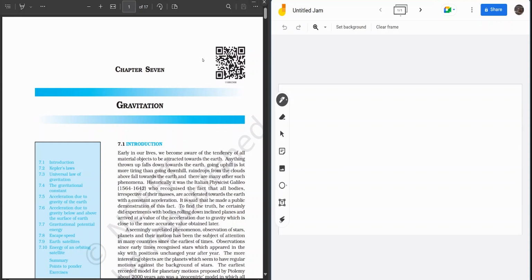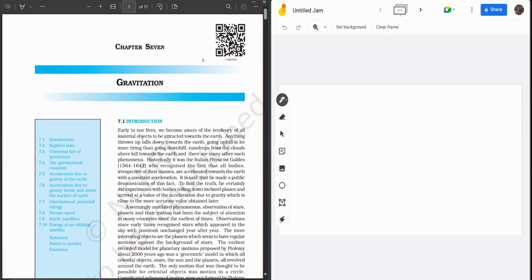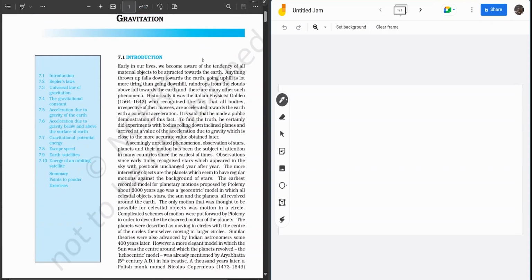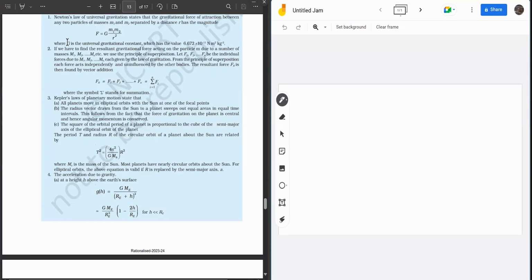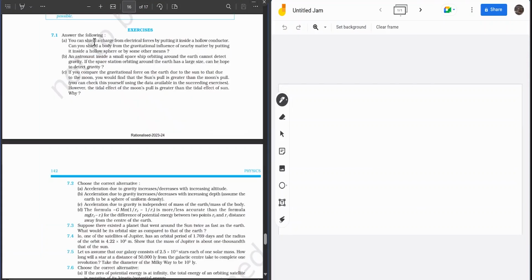Okay, so first part lo aithe manam we went over the chapter's brief, మనం acceleration due to gravity, ఇంకా Kepler's laws avanni chusukunnam. And even we went through many examples. Okay, so ippudu manam chestundi first question. Answer the following. You can shield a charge from electric forces by putting it inside a hollow conductor. Can you shield a body from the gravitational influence of nearby matter by putting it inside a hollow sphere or other means?